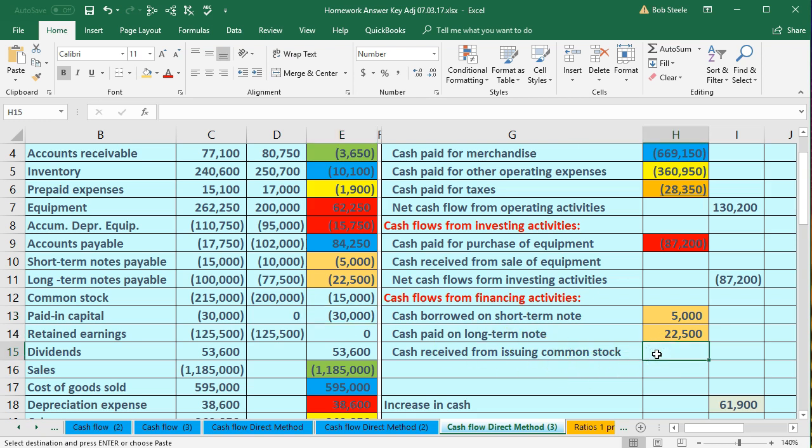Okay, so we're going to do the same thing over here. I'm just going to put negative of this number minus this number. Same process, which basically adds them up and makes it a positive because this is a cash inflow.